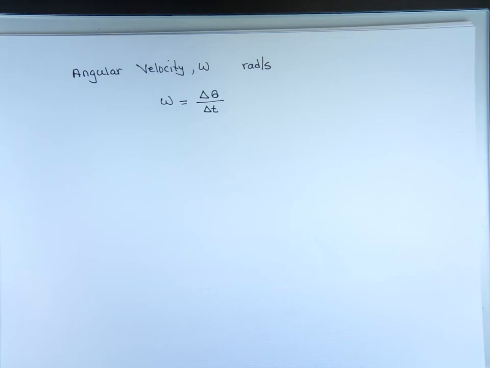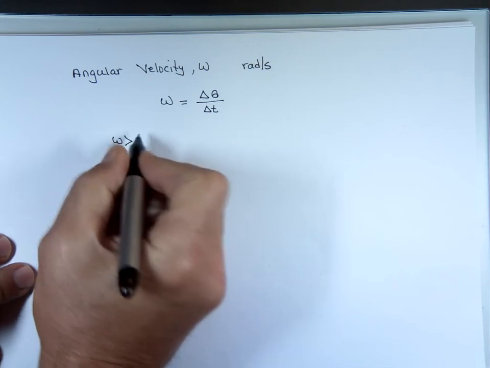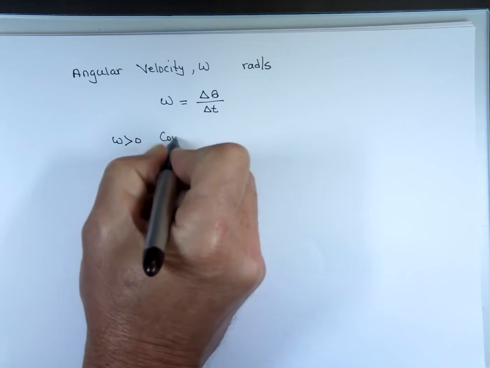And just like velocity, when it's linear velocity, if you go in the positive x direction it was positive, and backwards negative, we have the same thing. Omega is greater than 0 when it's what? Counterclockwise. Positive when it's counterclockwise.